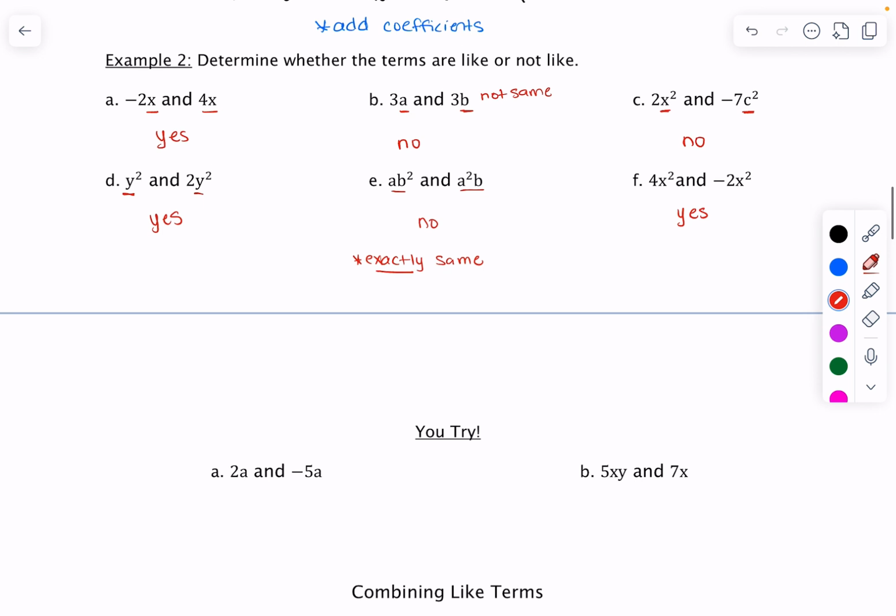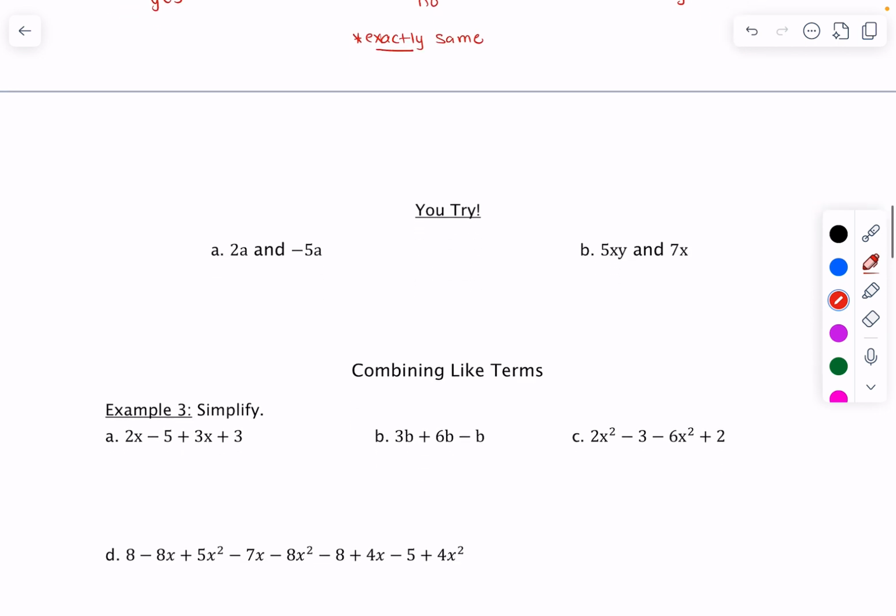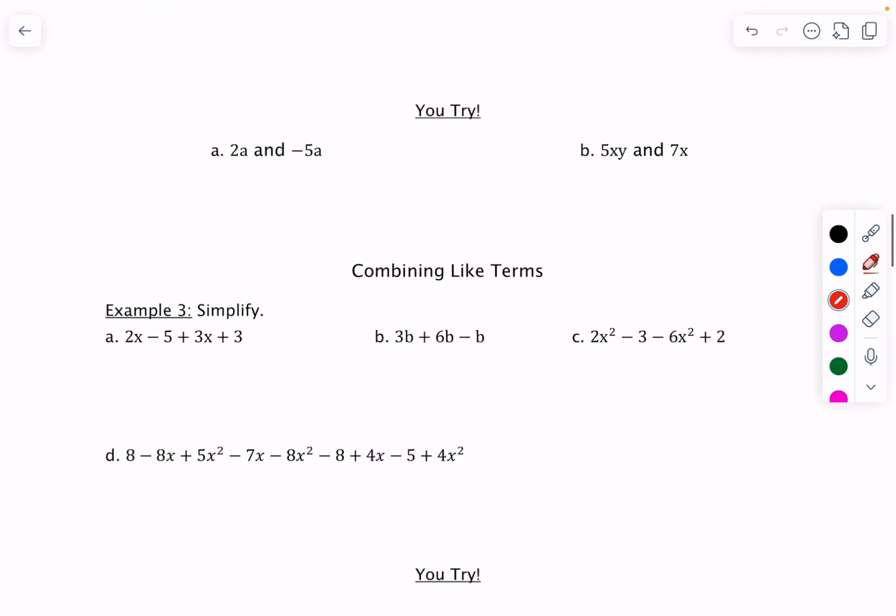Okay. So here's another you try. I want you to pause the video and take a look at A and B and determine whether those two terms are like or not like. So pause the video, write down what you think, and then unpause the video when you're ready and see if you're correct or incorrect. So go ahead and pause.